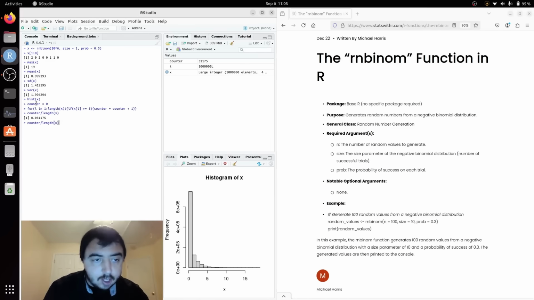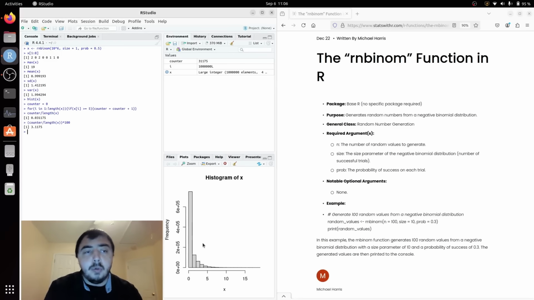Let's go ahead and multiply that by 100, make sure I'm not crazy. Even with a master's degree in statistics, I always gotta worry about it. Okay, yes, so 3% chance that we have 5 or more failures before our first success.